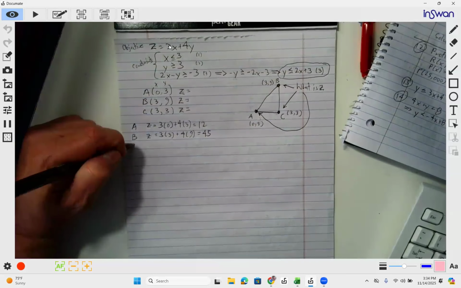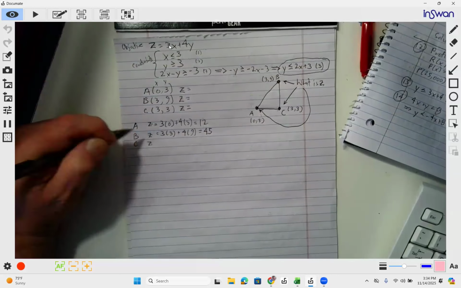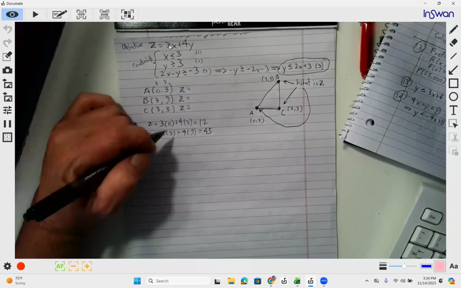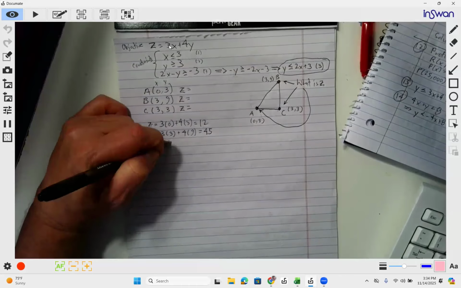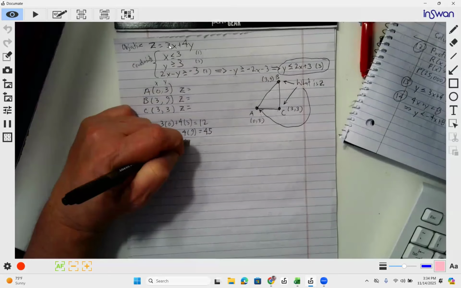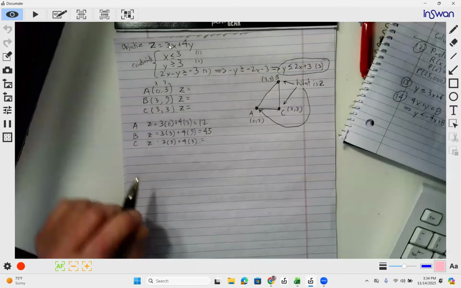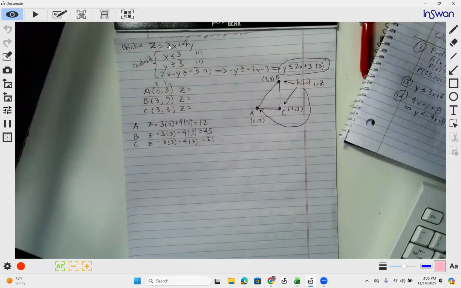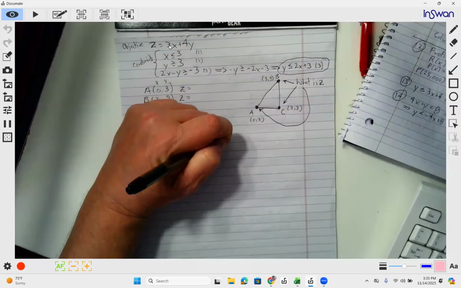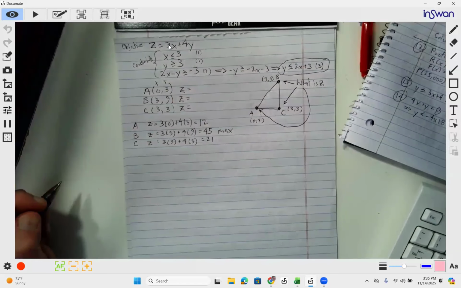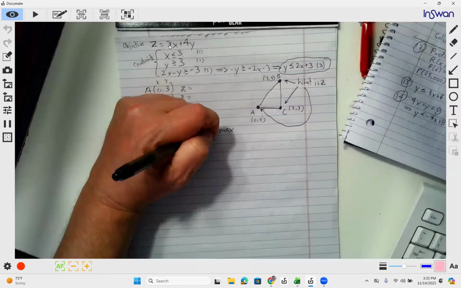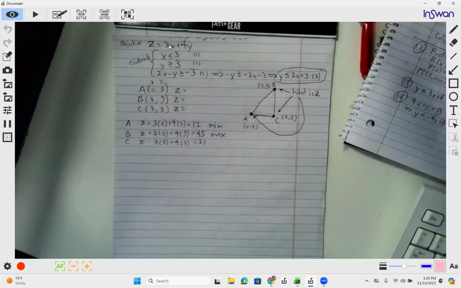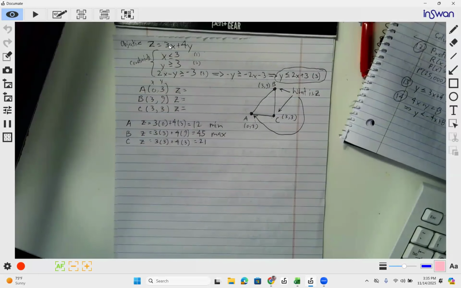And then for C, both are equal to 3. So this would be 3 times 3 plus 4 times 3, which is 9 plus 12, equal to 21. So where's my max? 45. Where's my min? 12. Yeah, that's the entire process, right?